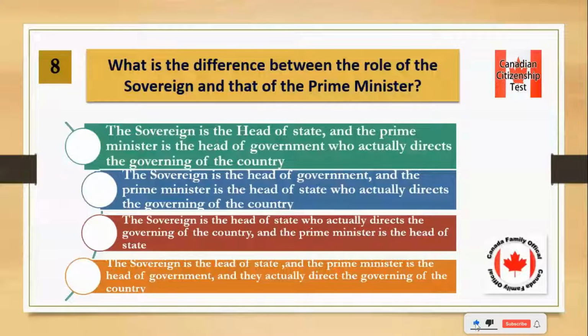Number 3. The sovereign is the head of state who actually directs the governing of the country, and the Prime Minister is the head of state. Number 4. The sovereign is the head of state and the Prime Minister is the head of government, and they actually direct the governing of the country. And the answer is the sovereign is the head of state, and the prime minister is the head of government who actually directs the governing of the country.